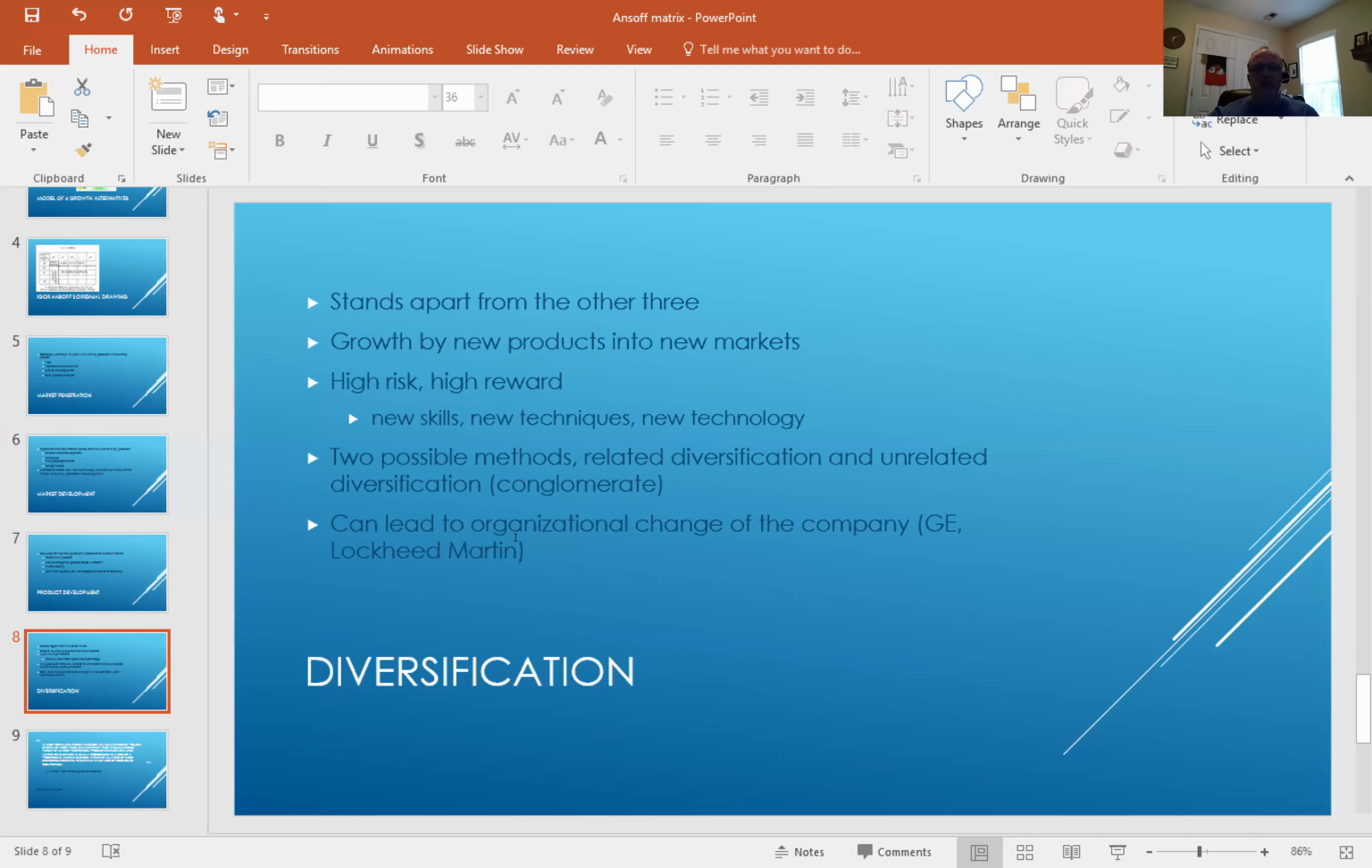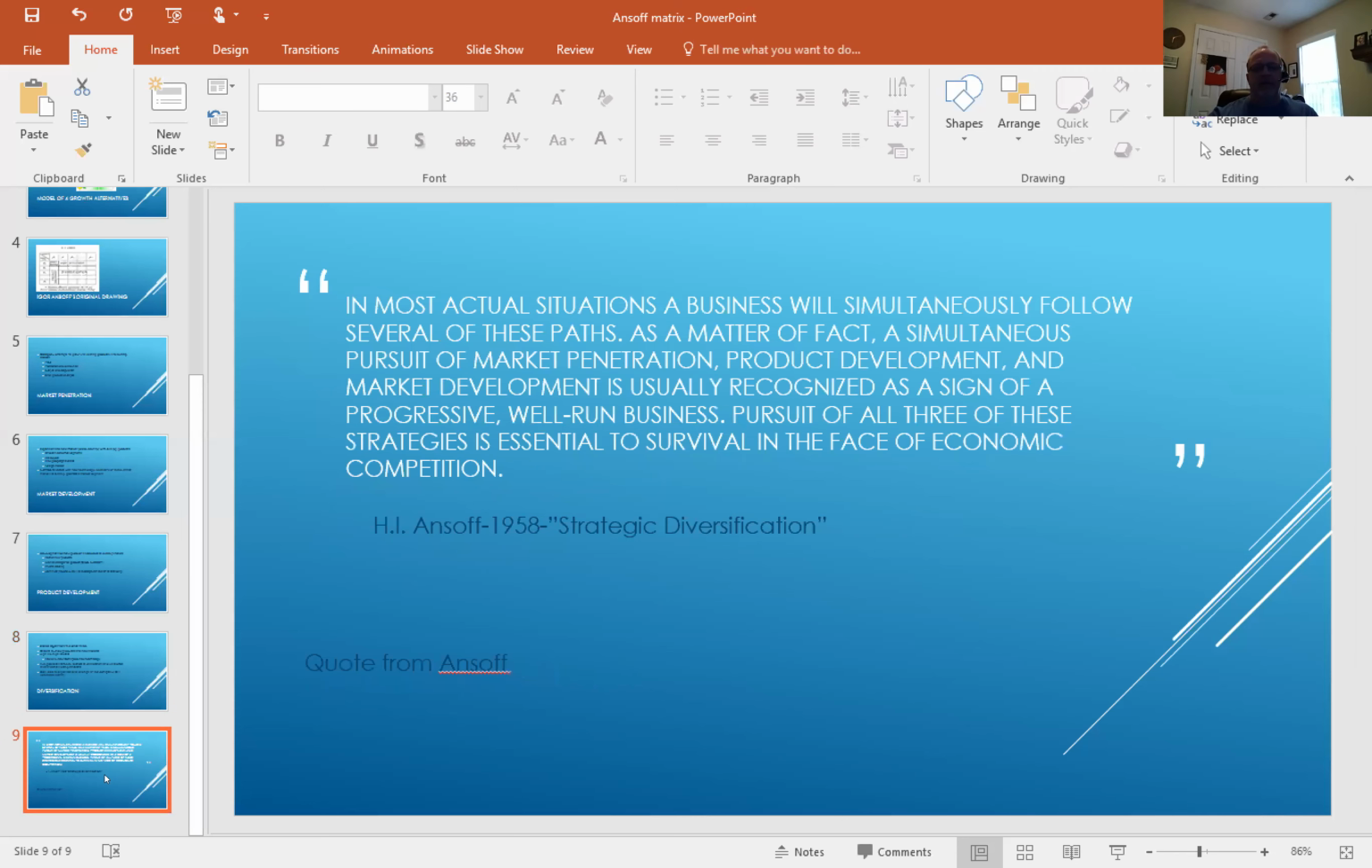And it can lead to massive organizational change of the company. Companies like GE and Lockheed Martin continue to use this method, and once they have grown some of these, they often will sell those off as a separate business. And lastly, a quote from Dr. Ansoff from his paper, Strategic Diversification.